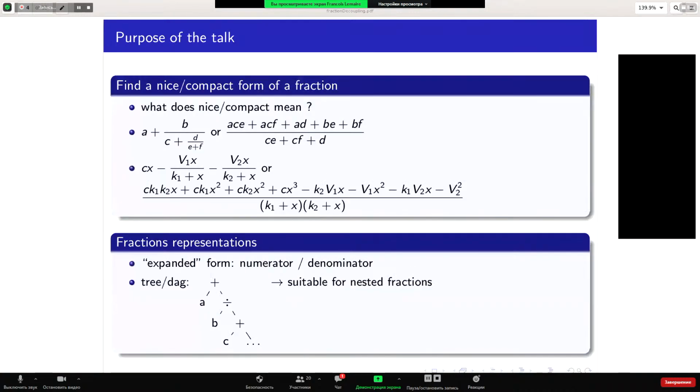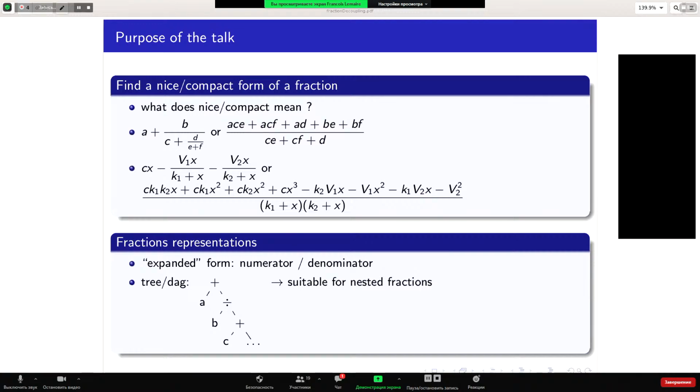Okay, so let's motivate the subject. So we want to compute, in general, nice forms of a fraction. And as you guess, it's difficult to give a precise notion of what is a nice or compact form of a fraction. So the talk will not define properly what that is, and it's a bit subjective, by the way. But in some cases, most people would agree that a form is better than another one.